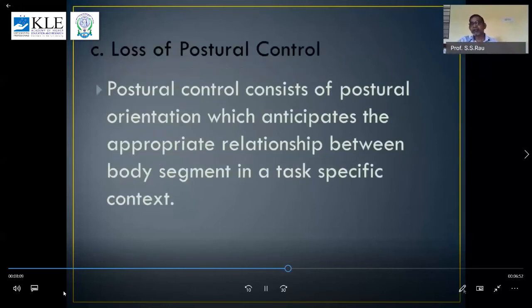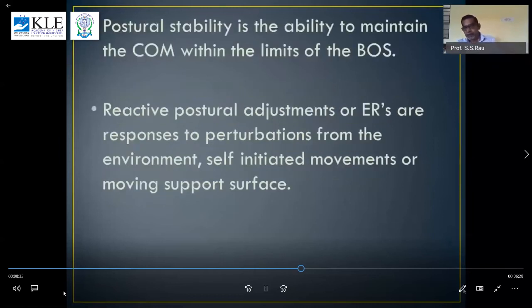Loss of postural control. Postural control consists of postural orientation, which is the appropriate relationship between the body segments in a task-specific context. So a patient who is unable to balance himself in standing or sitting, and would like to reach out to an object, will have difficulty in doing it. Postural stability is the ability to maintain the center of mass within the limits of the base of support.